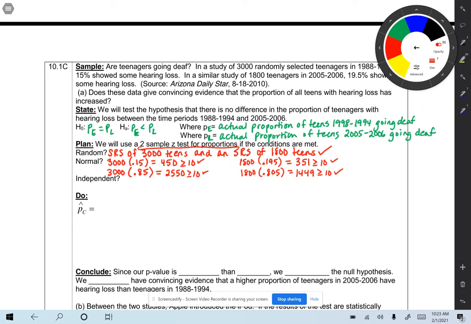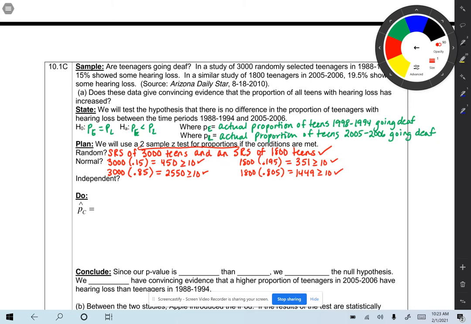And for the independent condition, I want to talk about why there's such a gap in the years. It's just because you really don't want the probability of one affecting the probability of the other. So there's that big gap, the 94 to 2005. So that takes care of some of the independence.